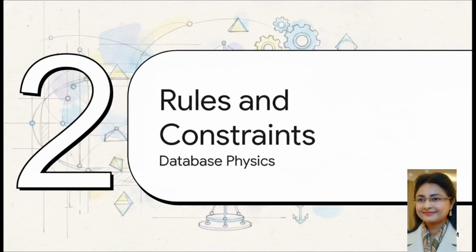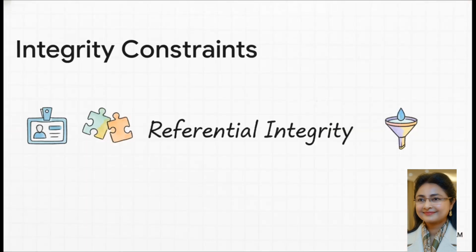Which brings us to Section 2, database rules and constraints. If the relational model is our blueprint, well, these rules are the physics that keep our whole structure from just collapsing. Look, without rules, our relational data would turn into the Wild West pretty much overnight. That's exactly where integrity constraints come in. There are three big ones you absolutely need to know.